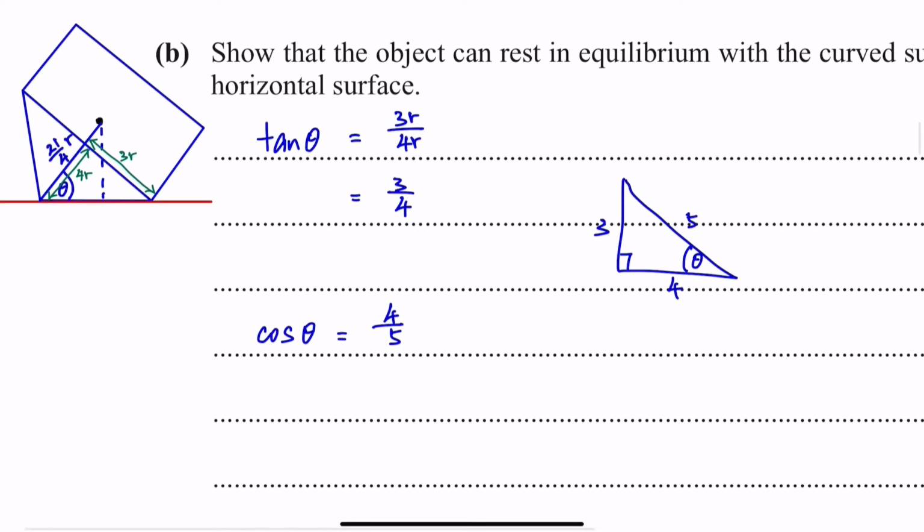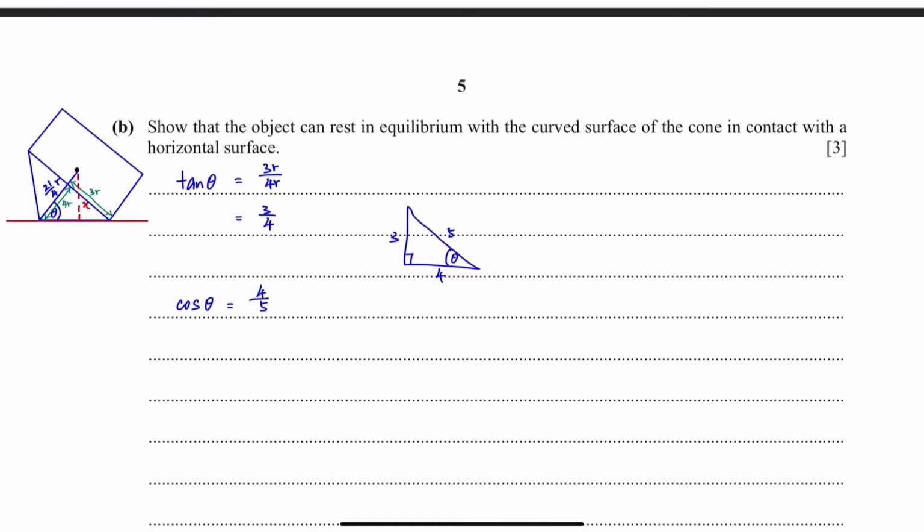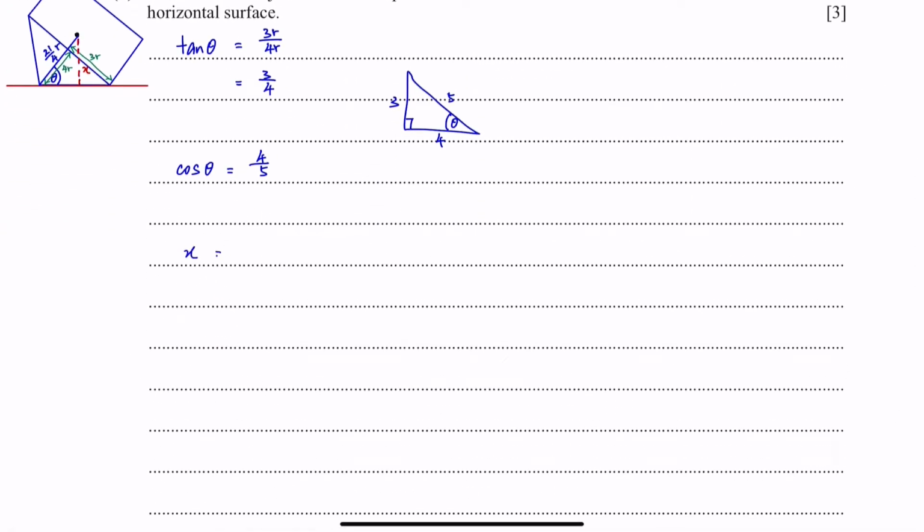And let's call this distance x. So now x would be the distance over here, which is 21 over 4r, times cos theta, which is 4 over 5. So this would give us 21 over 5r.